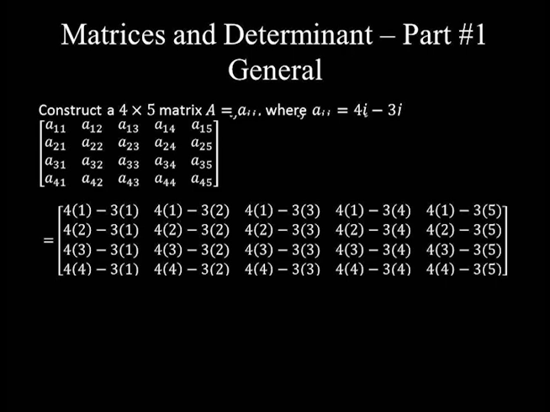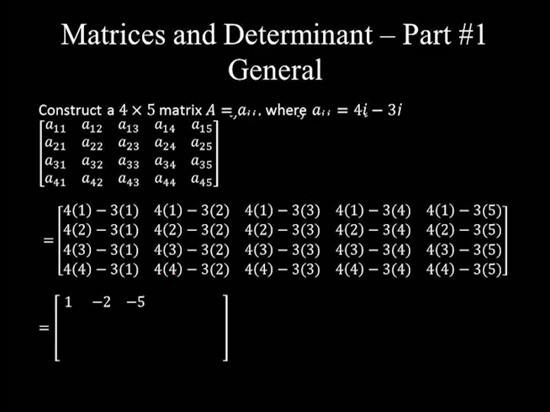At this stage, what we are left with is simple multiplication and subtraction. That's in the first row, 4 times 1 is 4 and 3 times 1 is 3. Thus 4 minus 3 is equal to 1. For A sub 1 2 position, 4 times 1 is 4 and 3 times 2 is 6. Thus 4 minus 6 is equal to negative 2. For A sub 1 3 position, 4 times 1 is again 4 and 3 times 3 is 9. Thus 4 minus 9 is equal to negative 5.